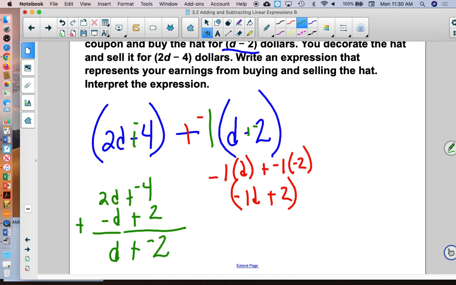Okay? So interpret it. What does it mean? It means if I take the original price, even though I did the decorating, if I take the original price of the hat and subtract out 2, I'm going to have my profit. Do you agree with that? So if the hat cost you $15, how much profit are you going to get?